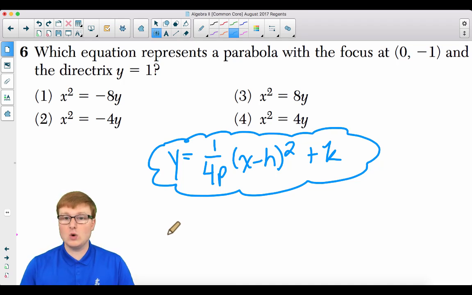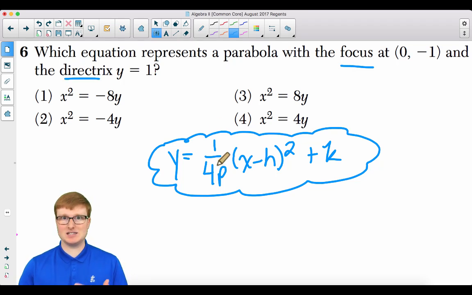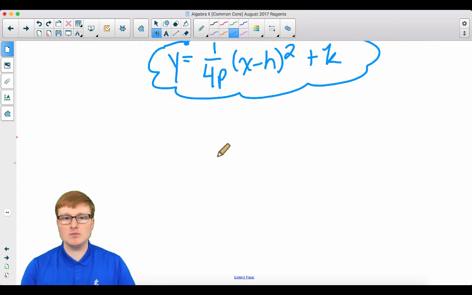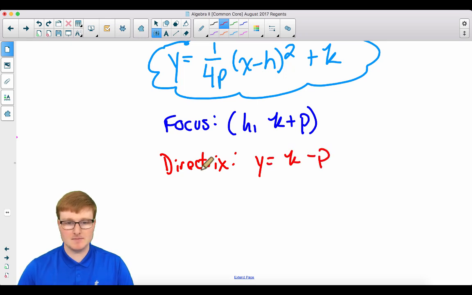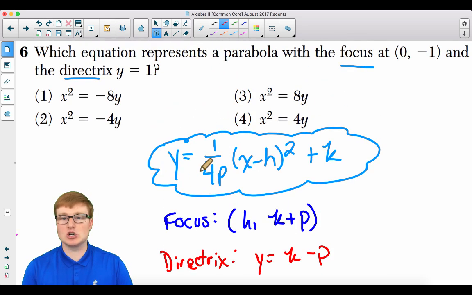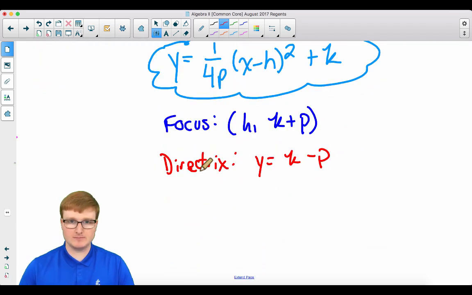So, what do we know about the focus and the directrix? Because we need to find the equation that represents this information. Well, we know this. The focus is always in the form of h, k plus p. And we know that the directrix is always in the form of y is equal to k minus p. Now, what's nice about this is we are given information. We're given the focus at 0, -1, and the directrix of y equals 1.